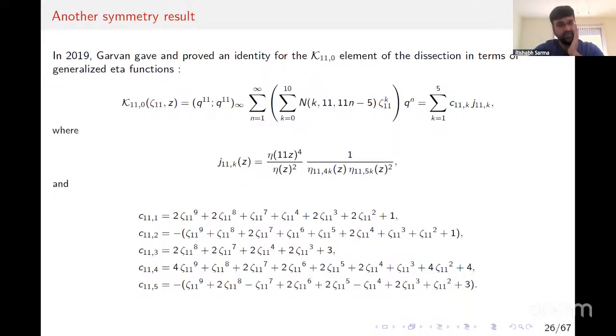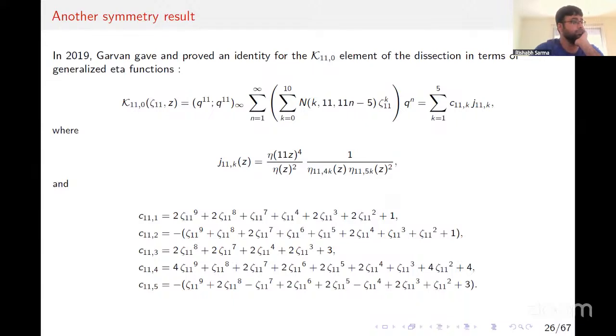Here is another symmetry result that we found between the elements of the dissection, more precisely between the coefficients. Here is an identity given by Garvan in his 2019 paper, expressing the K_11,0 element of the dissection in terms of generalized eta functions J_11,k, k from 1 to 5. These are the generalized eta functions that occur in this dissection. And here are the coefficients, which are cyclotomic.